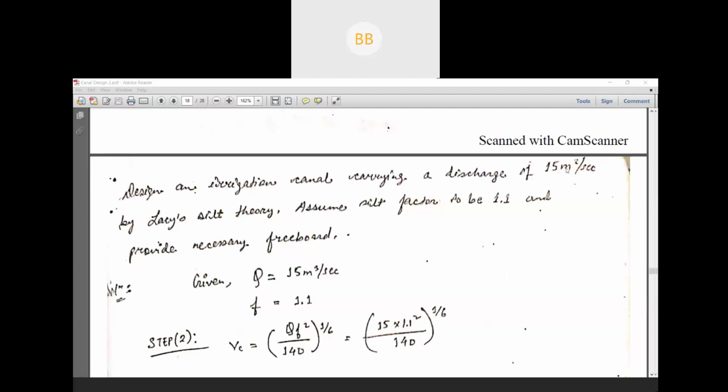Okay. So today we are going to solve numericals related to Lacey's silt theory. That theory we have already discussed in the last class. So today we are going to solve a few numericals related to Lacey's silt theory as well as Kennedy's theory, which is used to design an erodible channel, or you can say a mobile boundary.